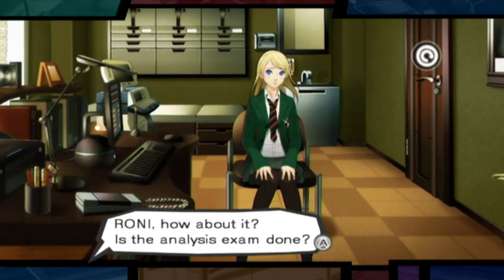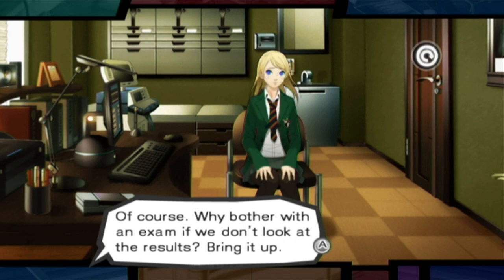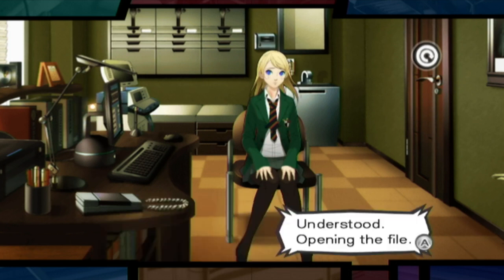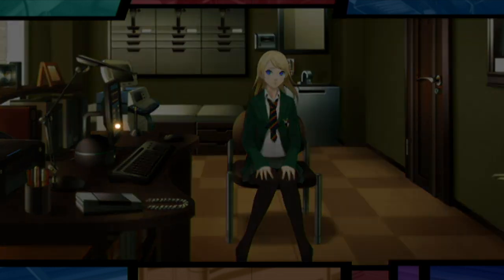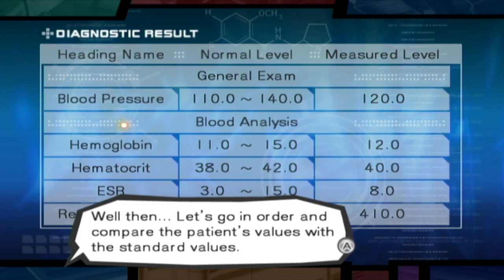Roni, how about it? Is the analysis exam done? Yes, Doctor. Would you like to look at the file? Of course. Why bother with an exam if we don't look at the results? Bring it up. Understood. Opening the file. Well then, let's go in order and compare the patient's values with the standard values. All right.